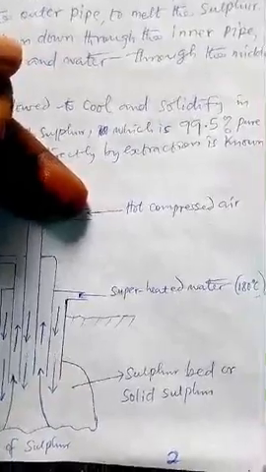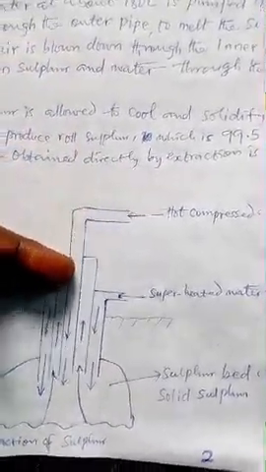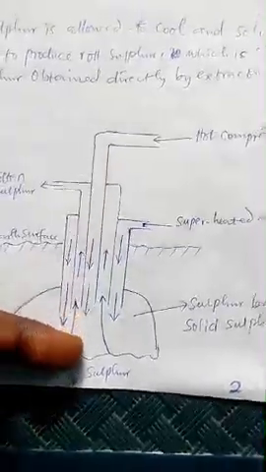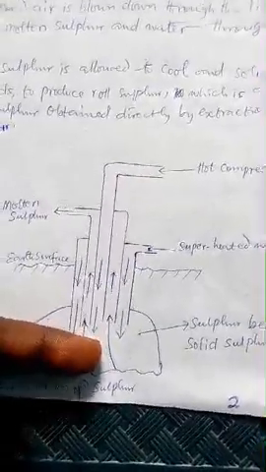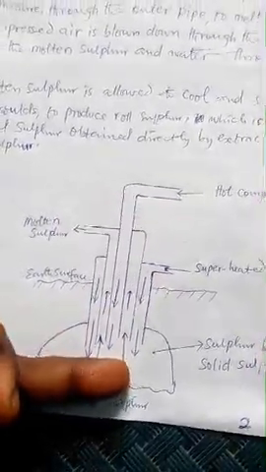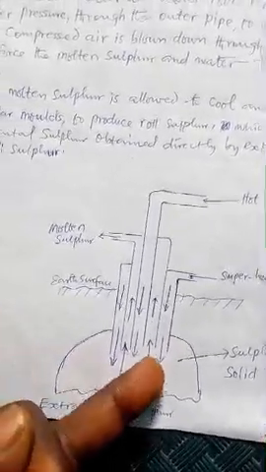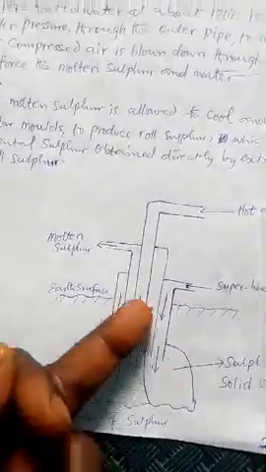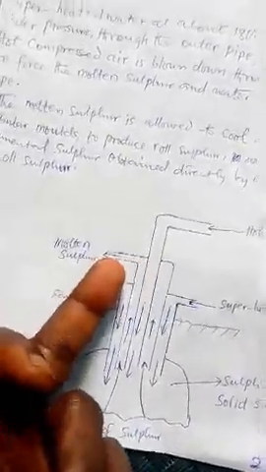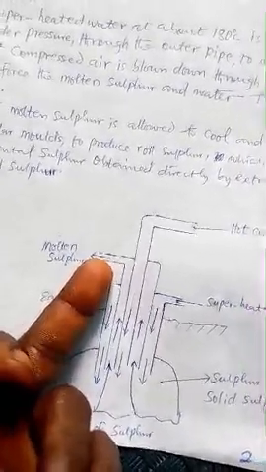Then here we have our hot compressed air. Hot compressed air will be blown through here and meet the molten sulfur. The molten sulfur will be forced to move upward through this arrow pointing upward. It will follow this channel and be collected here. Here is your molten sulfur.